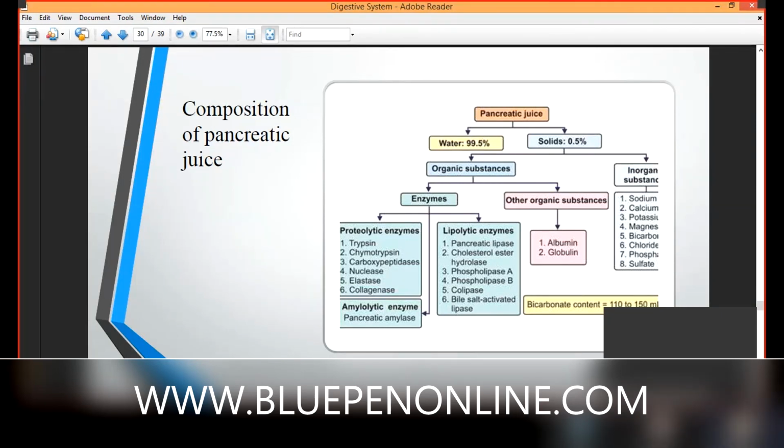Trypsin, chymotrypsin, carboxypeptidase, nuclease, elastase, and collagenase. These are the protein digesting enzymes. Then the carbohydrate digesting enzyme is the pancreatic amylase. Then the lipid digesting enzymes: pancreatic lipase, cholesterol ester hydrolase, phospholipase A, phospholipase B, colipase, etc.